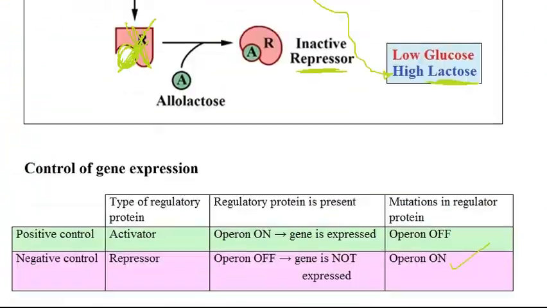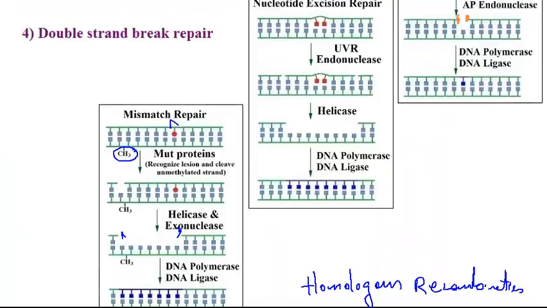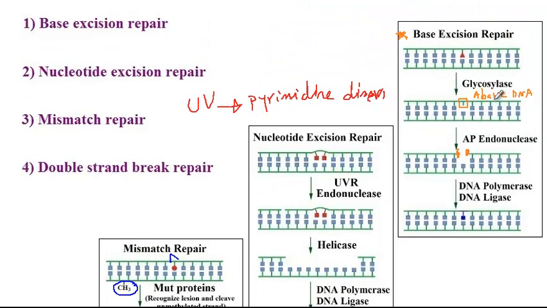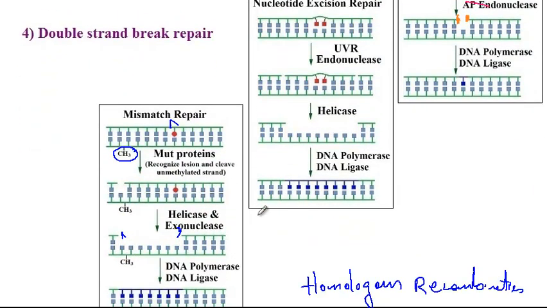Let me go back right here. So here we had base excision repair. We didn't use any helicase because the only defective base, we've just removed that one. Versus with nucleotide excision repair or mismatch repair, we removed a large segment of DNA. And for that, after nicking with the endonuclease enzyme, we used the helicase to remove it.